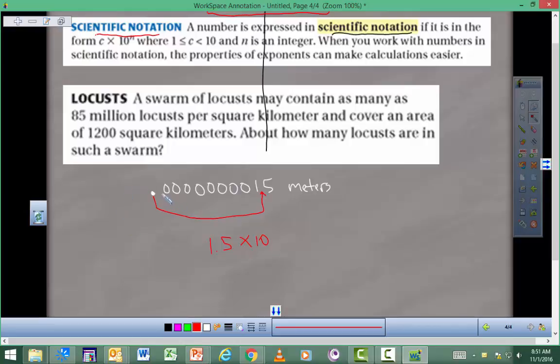Okay, so how many decimal places will we move it? 1, 2, 3, 4, 5, 6, 7, 8, 9. So we'd write this as negative 9. Okay? So, how would you write this one? 0.0000642. How would we write that in scientific notation? It's pretty easy. Just need to count a little bit.